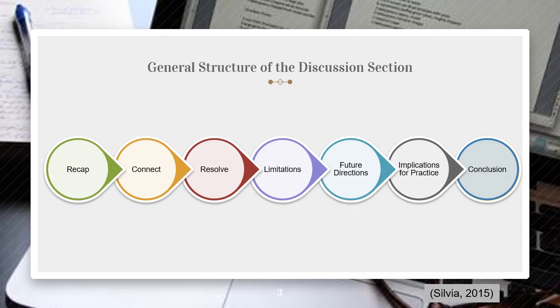There are a number of elements that you'll find in your discussion section. You'll start with recapping your study. You'll connect it to the literature. You'll resolve any inconsistencies that have come up. And then you may discuss limitations, future directions, the implications for practice, and you'll end it off strong with a really fantastic conclusion.